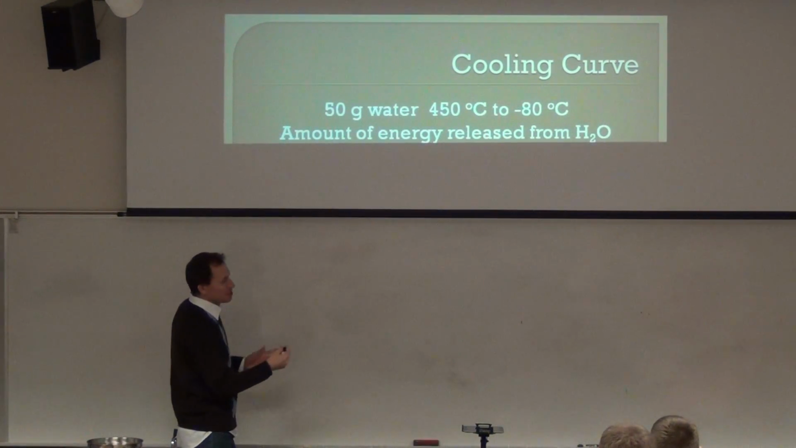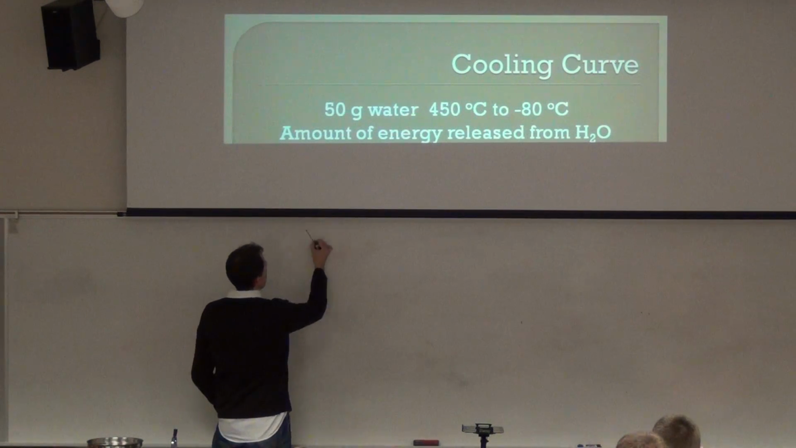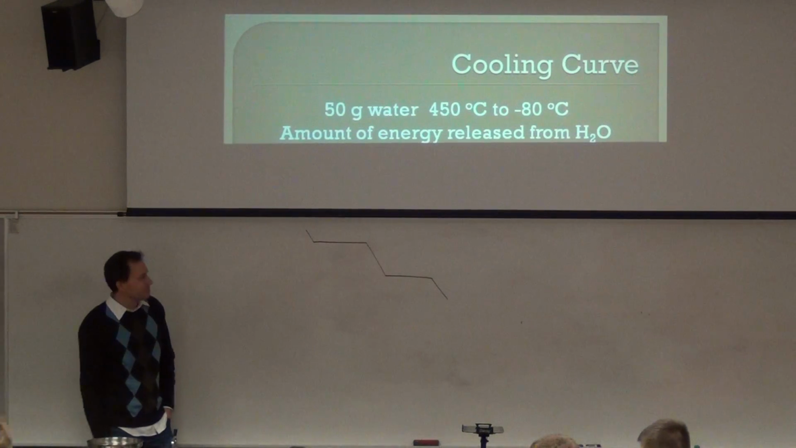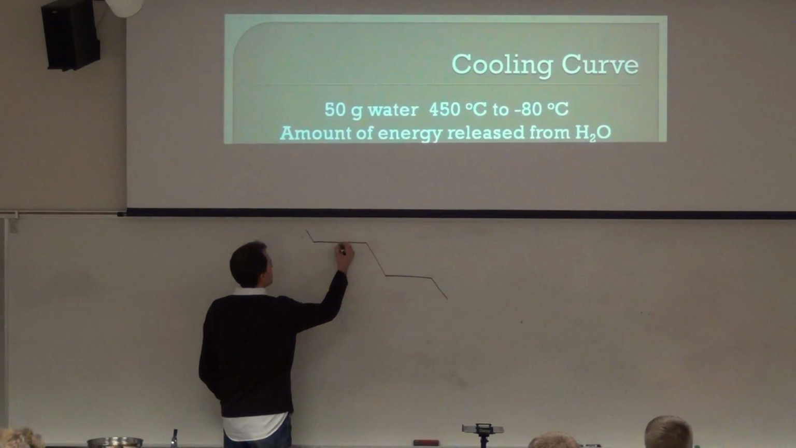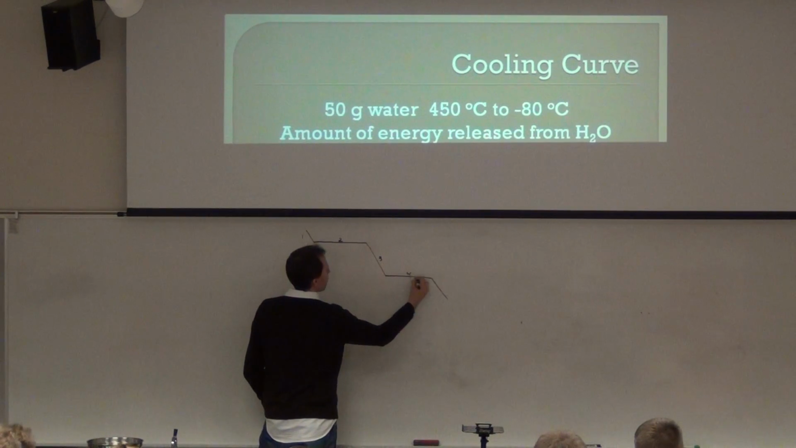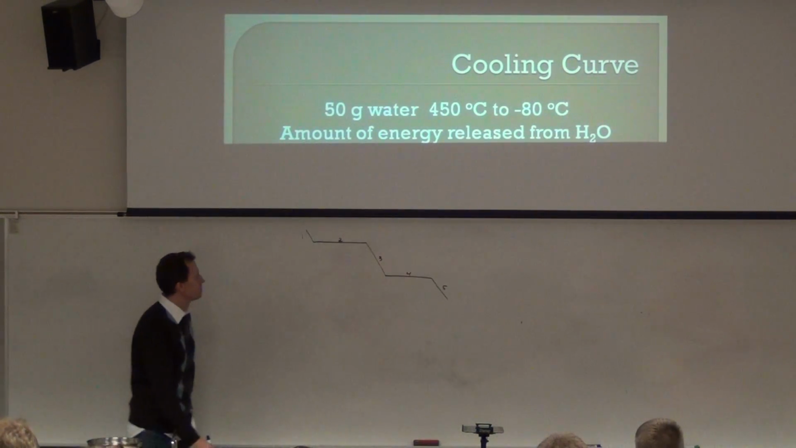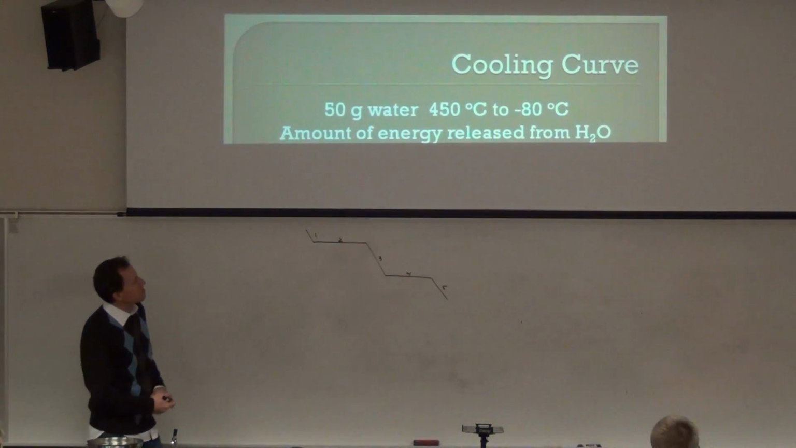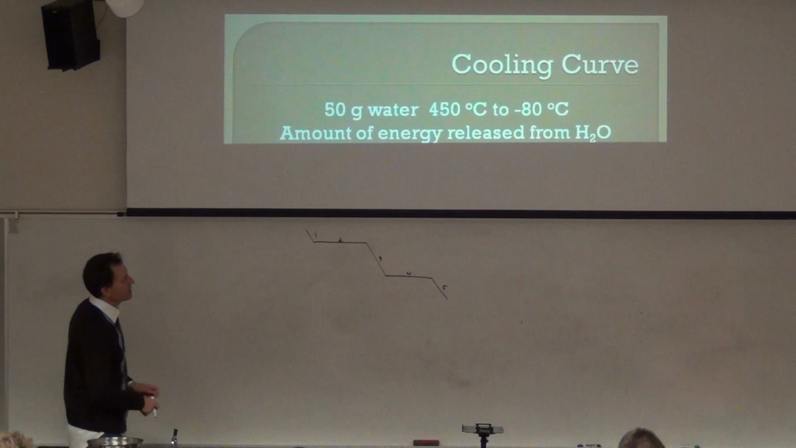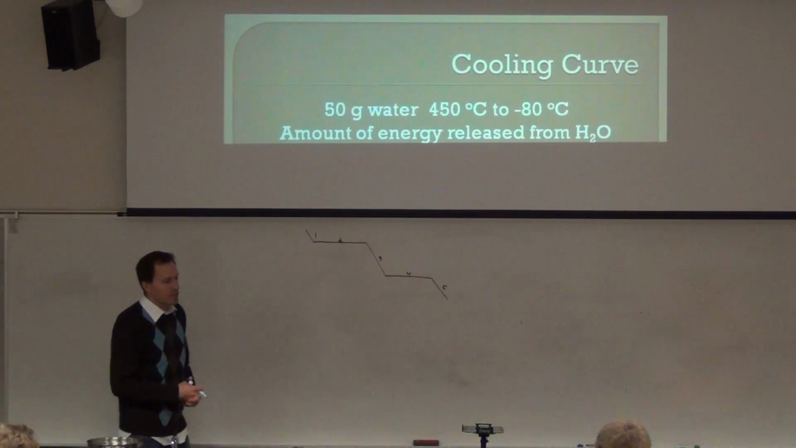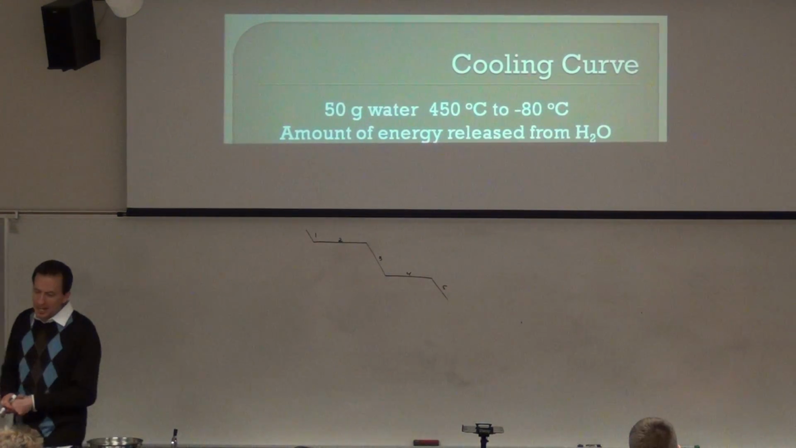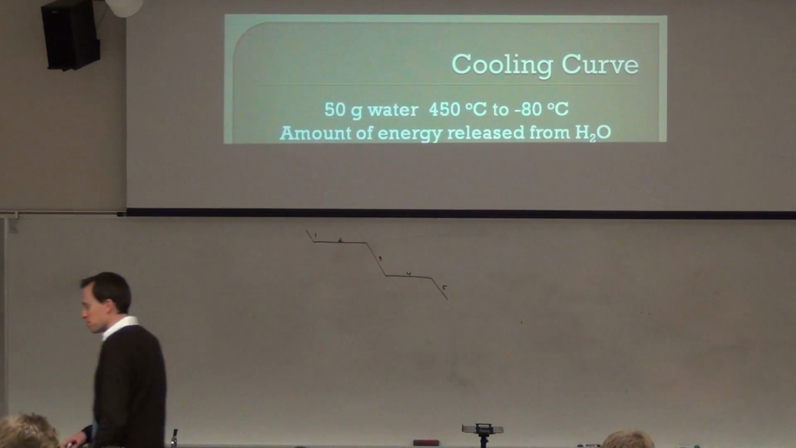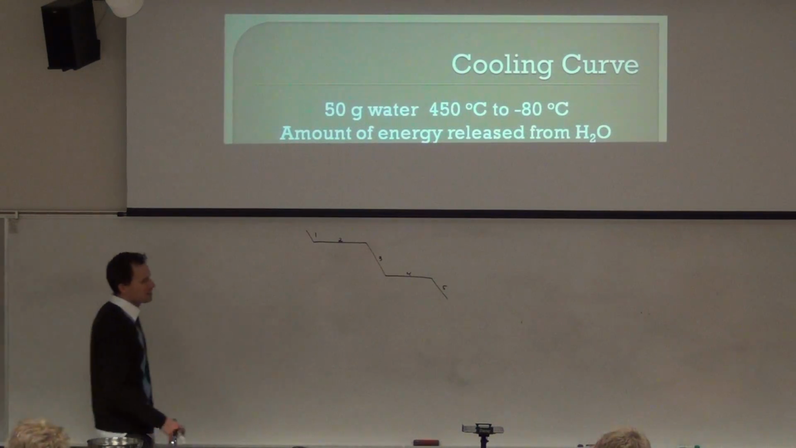All right, I want to do a cooling curve. A cooling curve looks like this. Now I have 1, 2, 3, 4, and 5. It says 50 grams of water at 450 degrees Celsius to negative 80 degrees Celsius. What is the amount of energy released from H2O? If you have access to your worksheet, we need values from number 14. I didn't supply all that because I know you have access to it right now.